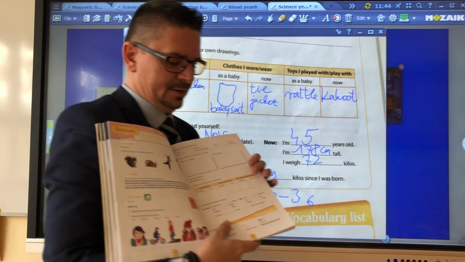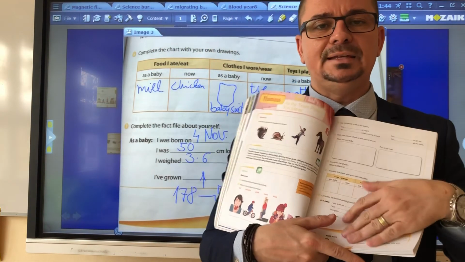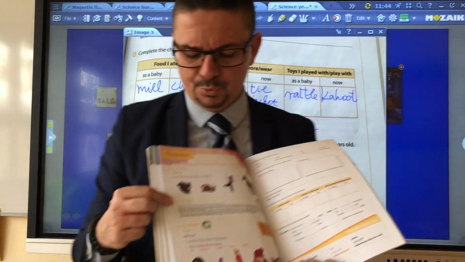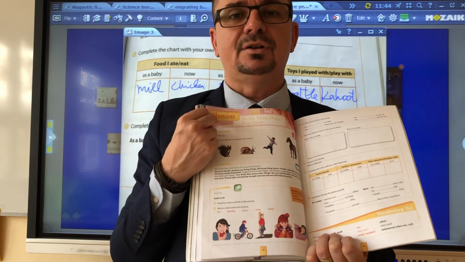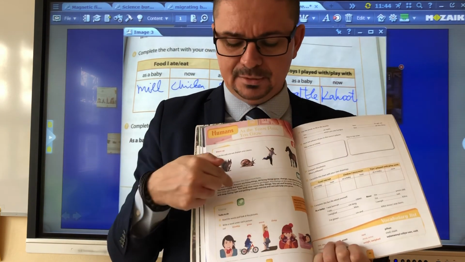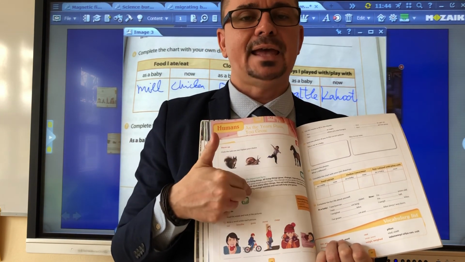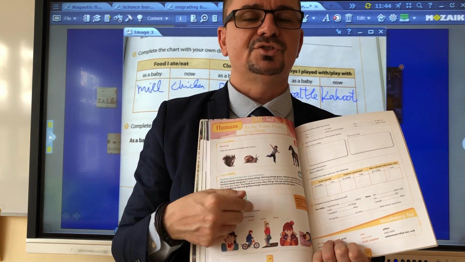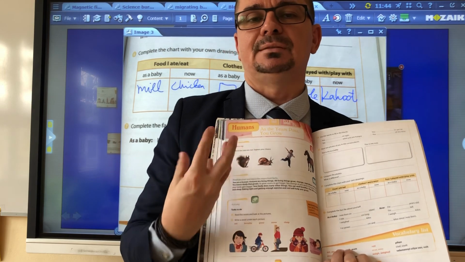Homework stuff is completing, all this is really important, and I would like you to write humans in your exercise book and write down the short text. If you want to decorate your little text, you can just draw a little stick man there to symbolize humans when you finish.